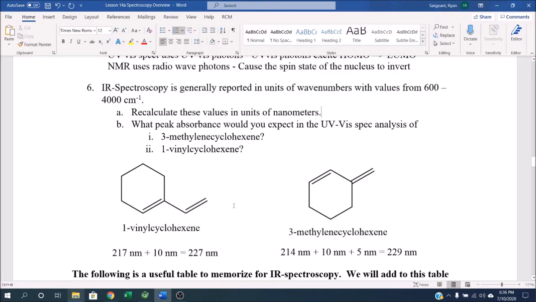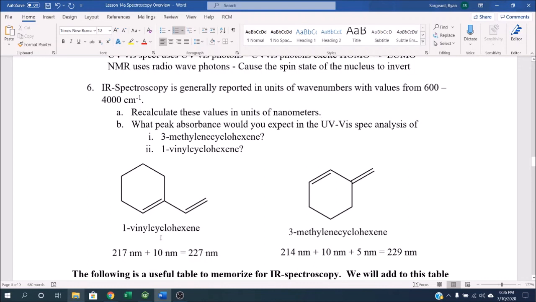UV-VIS spectroscopy is based on the interaction of UV-VIS photons with a conjugated pi system. And we learned the Fieser-Woodward rules and should be able to come up with lambda calc for a variety of different dienes, trienes, tetraenes, etc. So here are two different examples. We have 1-vinylcyclohexene and 3-methylenecyclohexene, as well as my explanation for the lambda calcs that we see with either of those.